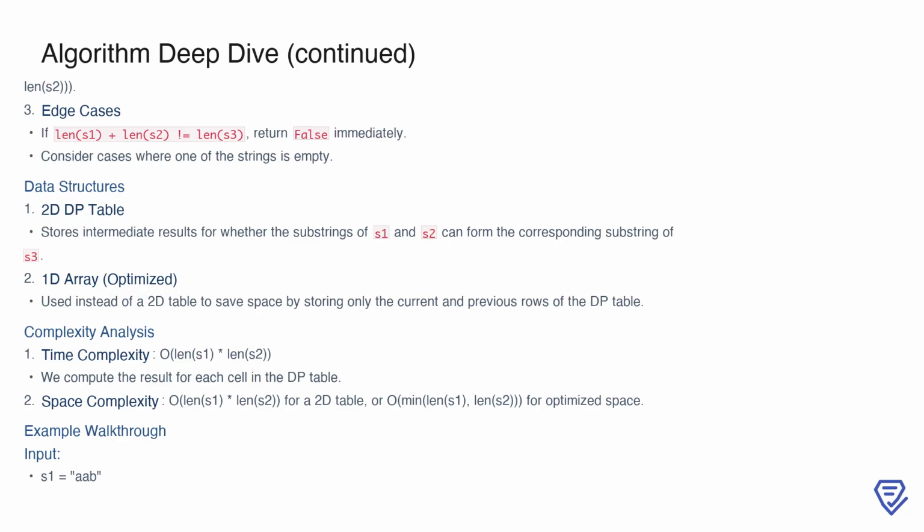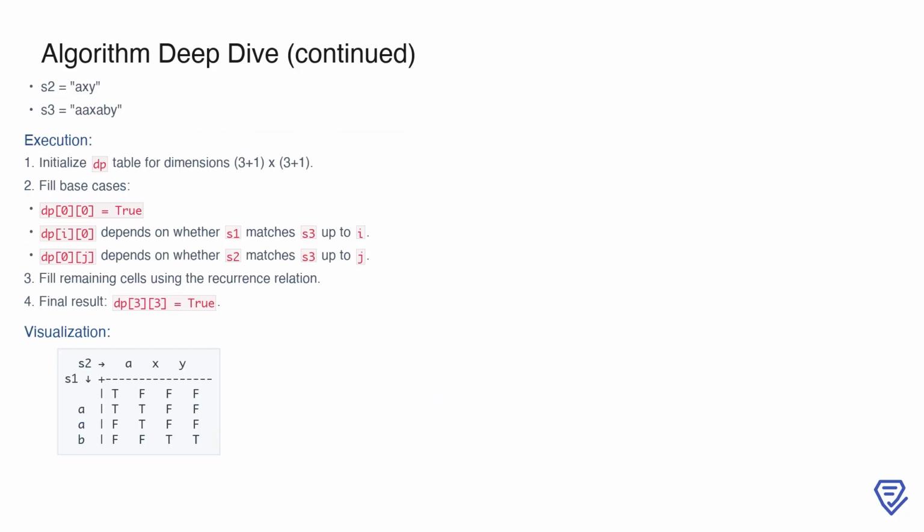Additionally, there are some edge cases to consider. If the combined length of S1 and S2 doesn't equal the length of S3, we can immediately return false. Similarly, if either S1 or S2 is empty, the result depends entirely on whether the other string matches S3. These optimizations ensure that our algorithm is not only correct but also efficient in handling both typical and edge case inputs. Let's walk through an example.